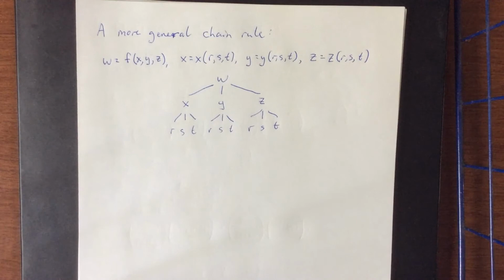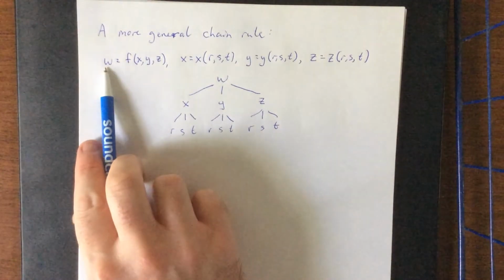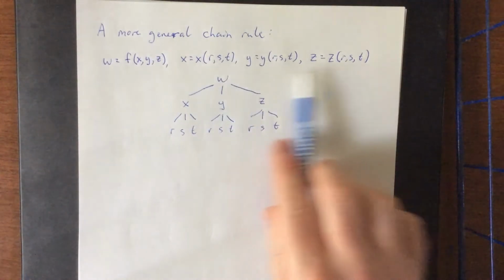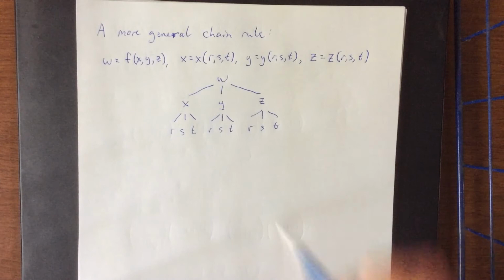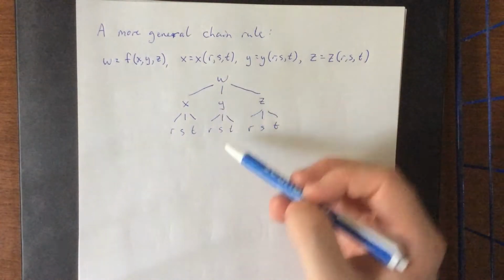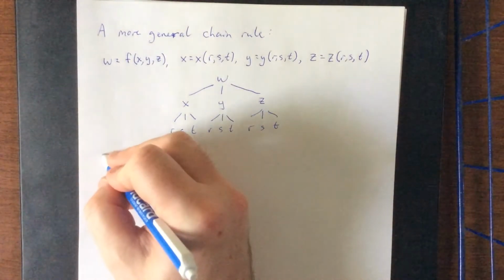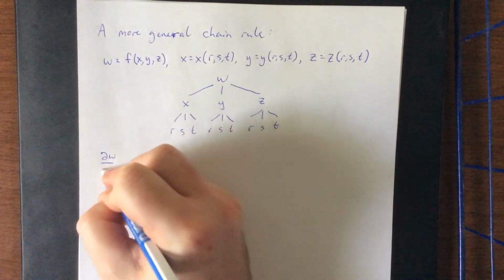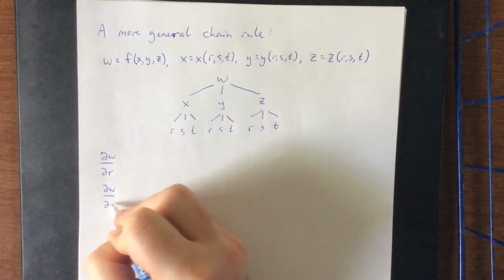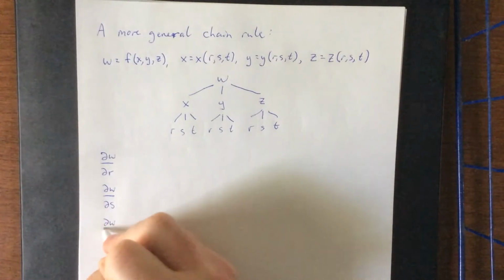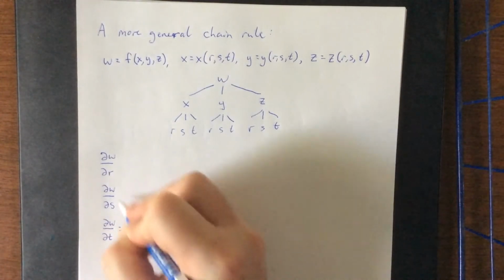The chain rule is going to work identically to how we've already seen it. If we're interested in a partial derivative of w with respect to any of the other independent variables, r, s, or t, it's simply a matter of following the branches from top to bottom. The 3 relevant partial derivatives we would be interested in finding would be the partial derivative of w with respect to r, with respect to s, and with respect to t.